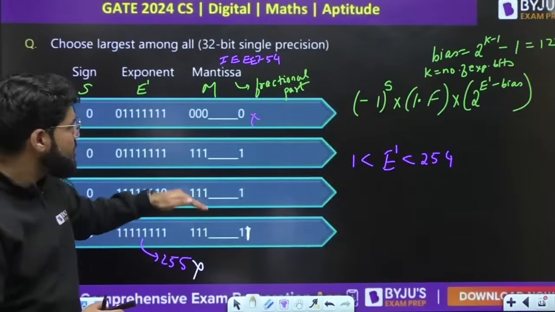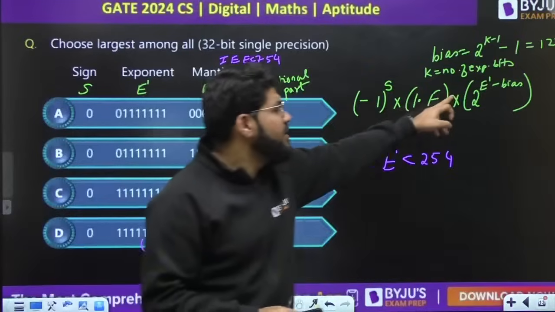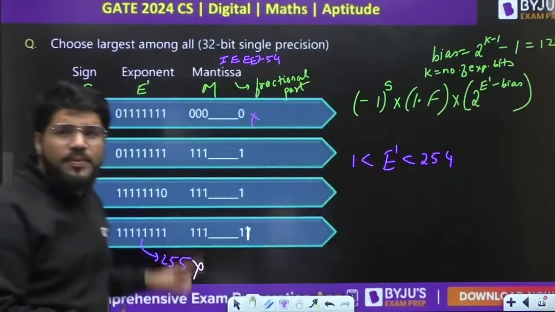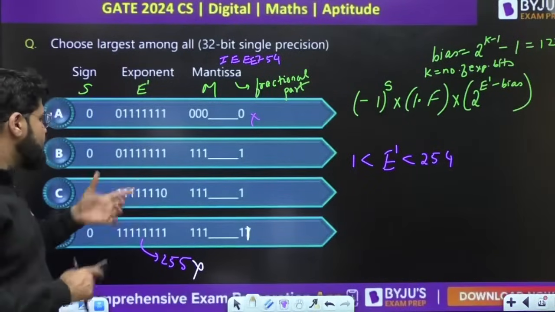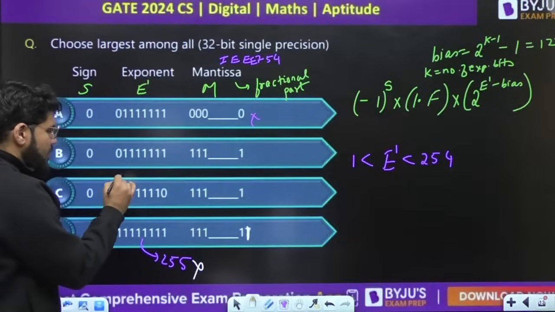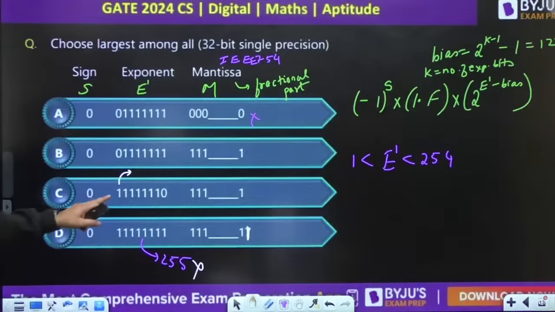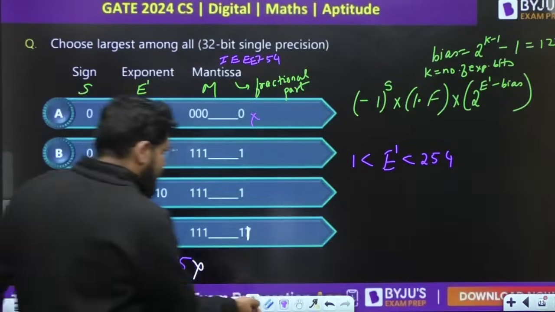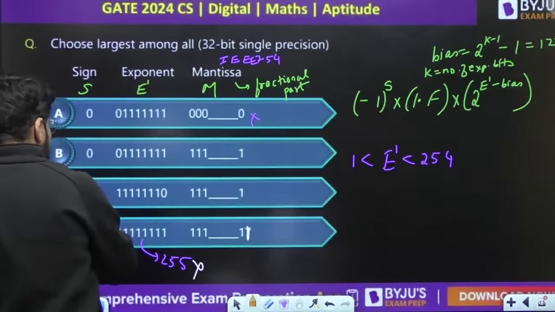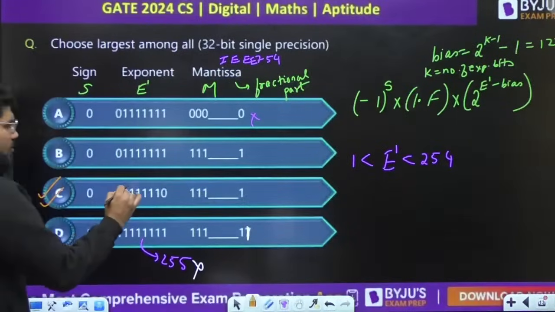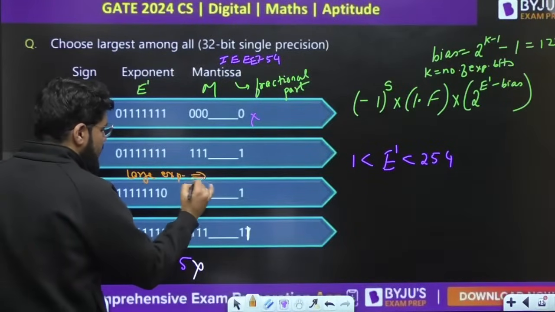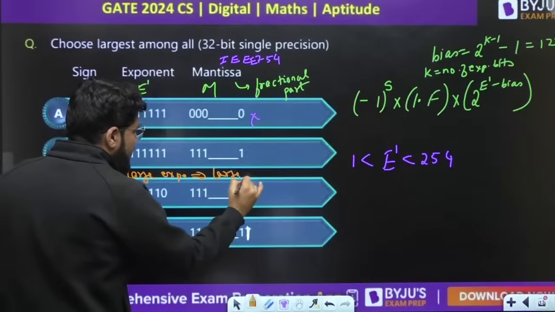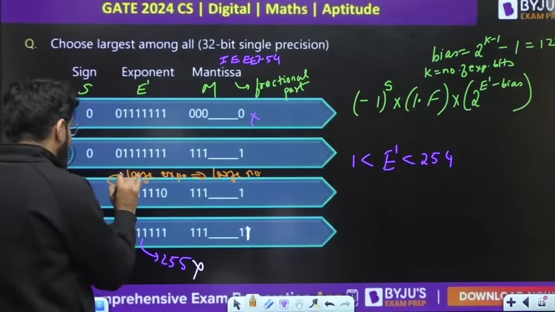Now in these two options, mantissa is equivalent. So very clearly, where the E dash is large, that is going to be the large answer. You don't have to compute. Where is the E dash large? In B or C? ये 1 से start हो रहा है, 0 से start हो रहा है. So this is going to be large. So C is the correct answer, क्योंकि यहाँ पे आया large exponent, giving the large number. So that is why I choose C.